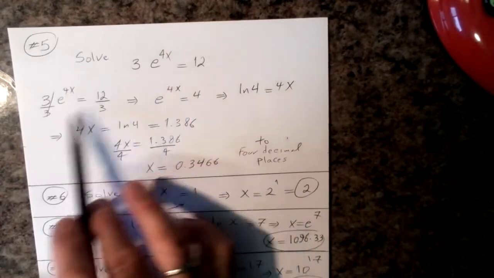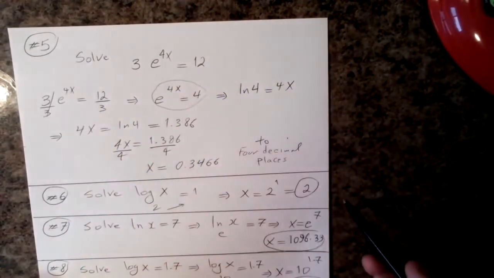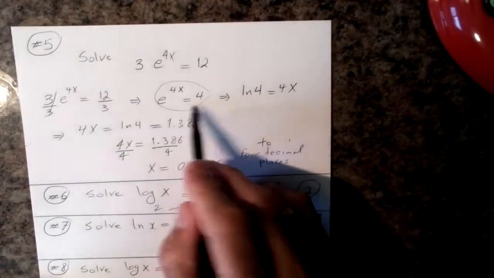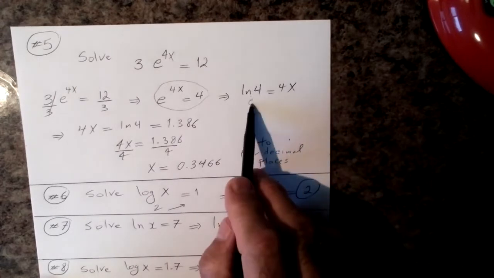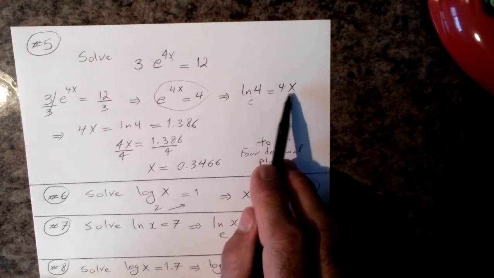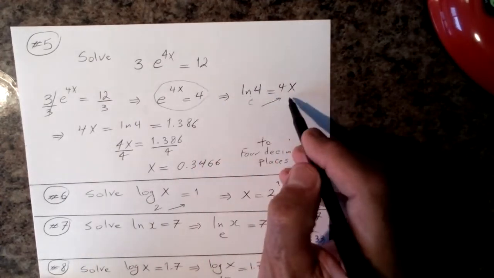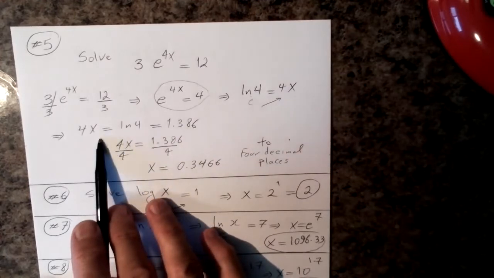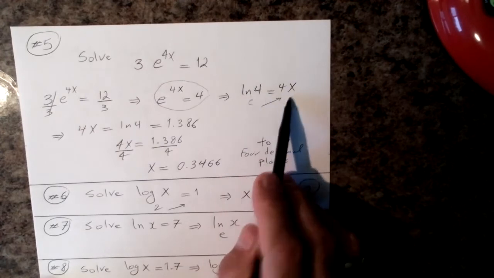First, we need to divide both sides by 3. Now, this one, again, we are using the formula, which changes it to natural log of 4, with base of e, which we don't need to put, equal to 4x. See, 4x. E to the power of 4x is 4.